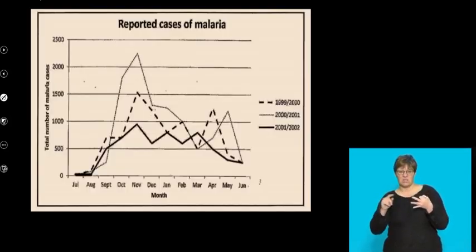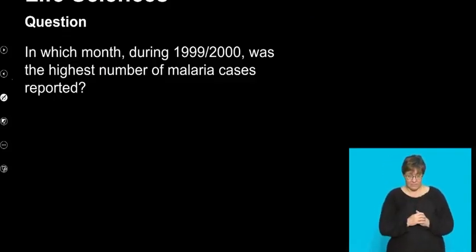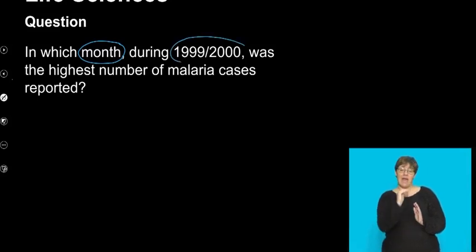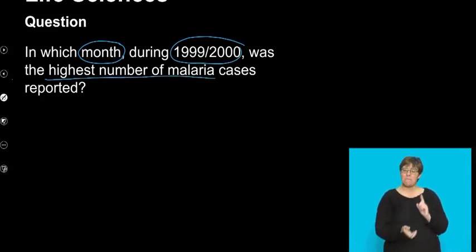Now, I want you to go to this graph that we have. Be very, very careful because we have 3 line graphs. And because we have 3 line graphs, it might look very confusing, but you must make sure when you read from the graph, you have the correct line. Okay, guys, so now we're going to look at the first question. The first question asks us, in which month? So we need to know a month, January, February, March, April, etc. And they've given us a year, 1999 to 2000. And what do we have to get? The highest number of malaria cases.